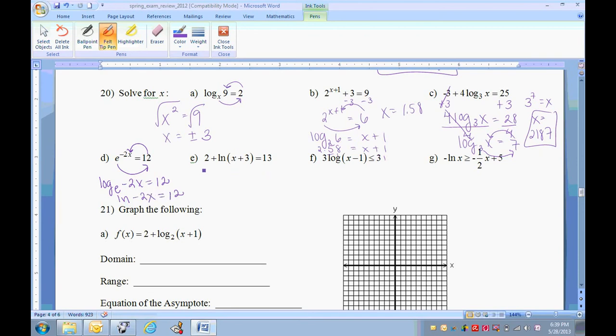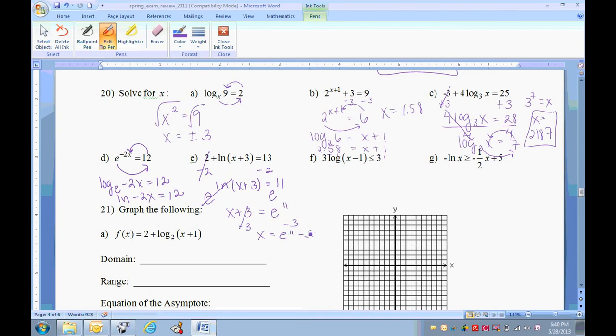Okay, and then for this one, we're going to subtract 2 from both sides, and you end up with ln of x plus 3 equals 11. Then we're going to go ahead and raise both sides to e. And that cancels the e and the ln, and you're left with x plus 3 on this side equals e to the 11th. Well, then you're going to subtract 3. So x equals e to the 11th minus 3.